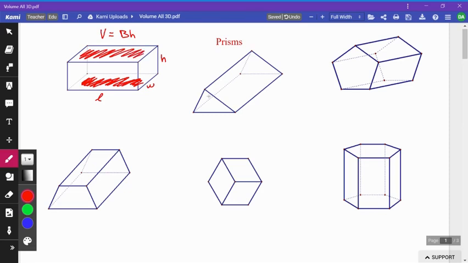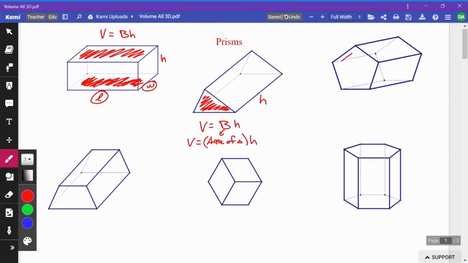In this next one, I have a triangular prism, but I don't have a length or a width over here. But I do have my base, which is a triangle, and I have this height, or my distance between the bases. So my volume here is going to be the area of the base times the height, and in this example, the base is the area of the triangle times the height.